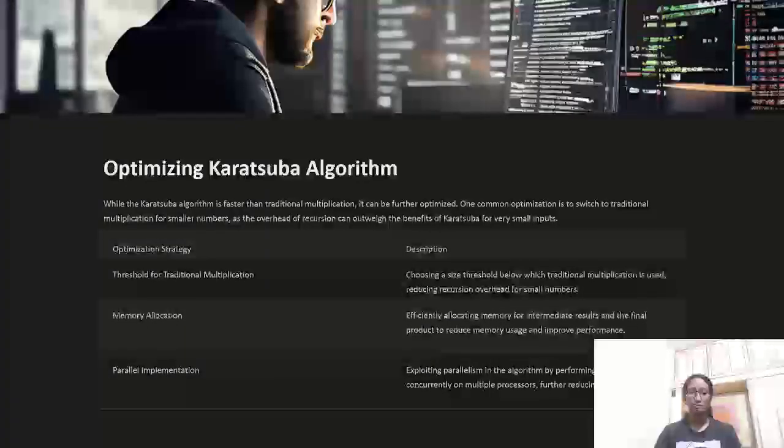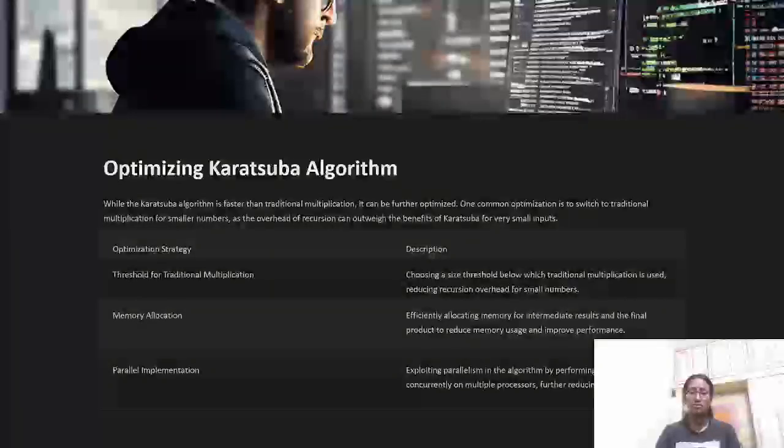Optimizing the Karatsuba algorithm. While the Karatsuba algorithm is faster than traditional multiplication, it can be further optimized. One common optimization is to switch to traditional multiplication for smaller numbers, as the overhead of recursion can outweigh the benefits of Karatsuba for very small inputs. Optimization strategy 1. Threshold for traditional multiplication. Description: choosing a size threshold below which traditional multiplication is used, reducing recursion overhead for small numbers.